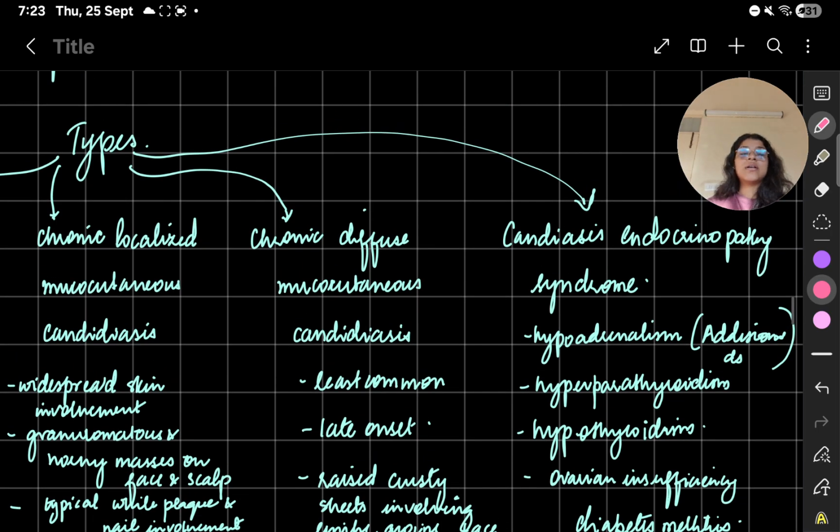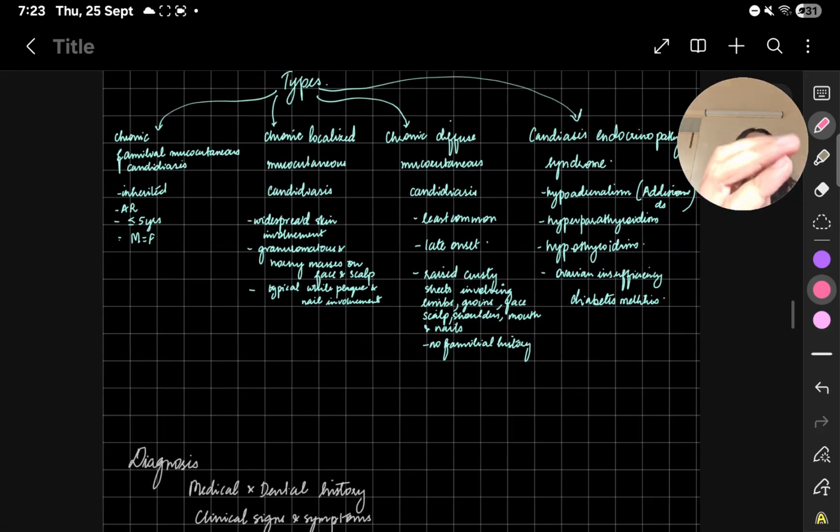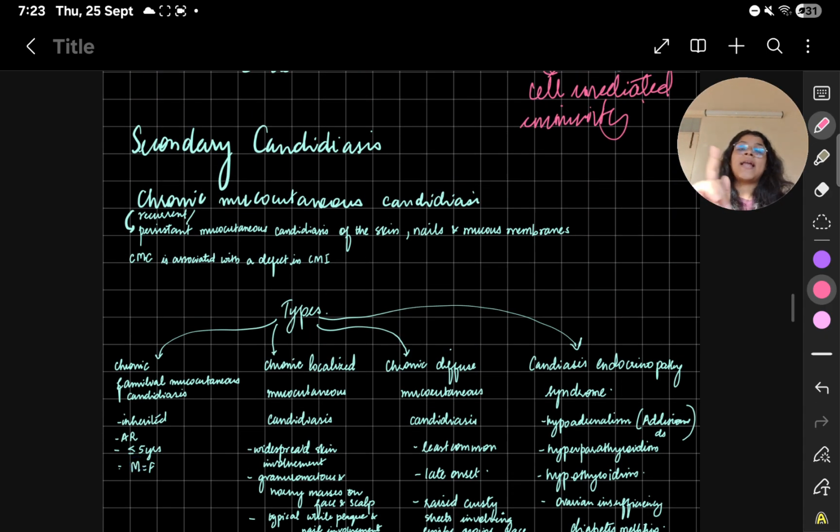And then you have candidiasis endocrinopathy syndrome, in which you have hypoadrenalism, Addison's disease, hyperparathyroidism, hypothyroidism, ovarian insufficiency, and diabetes mellitus. All of these will have some oral manifestations which you will put under secondary candidiasis, chronic mucocutaneous candidiasis.